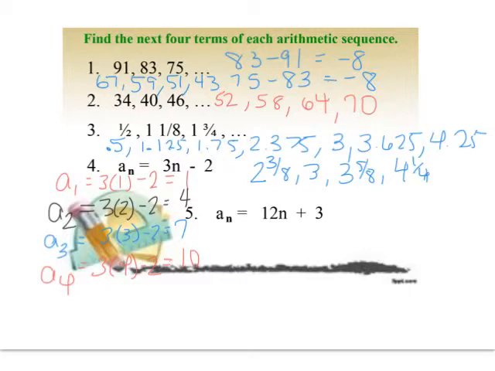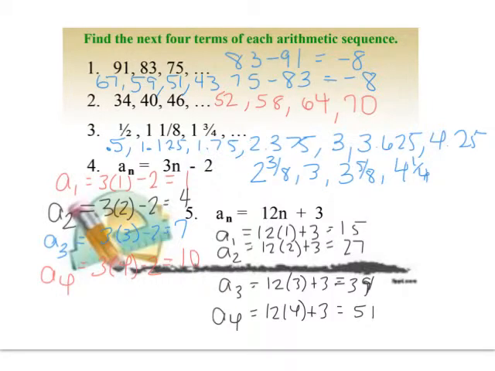So let's take a look at the fifth example. We've got 12n plus 3. Let's find a_1, a_2, a_3, and a_4. Go ahead and pause the video and see if you can find a_1, a_2, a_3, and a_4 exactly like I did. So I found a_1, a_2, a_3, and a_4 to be 15, 27, 39, and 51.